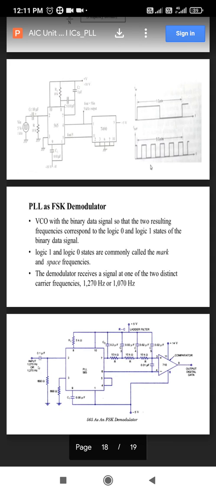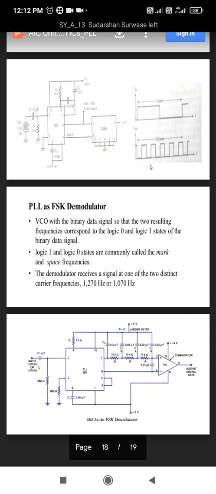The demodulator will receive a signal at one of the two distinct carrier frequencies, 1270 Hz or 1070 Hz. So this is the standard frequency range for an FSK demodulator. The next slide, that is the last slide, will give the circuit diagram of the PLL as an FSK demodulator. That circuit diagram you have to remember. Suppose the question will come in the ISC to explain the PLL as an FSK demodulator, so you have to write the explanation along with the circuit diagram.